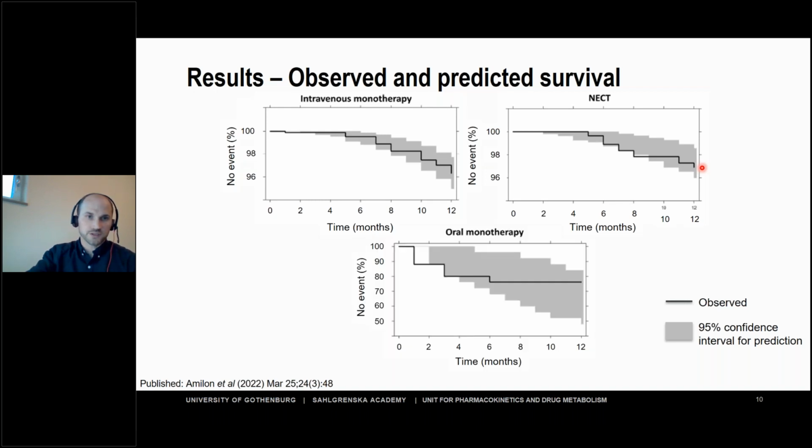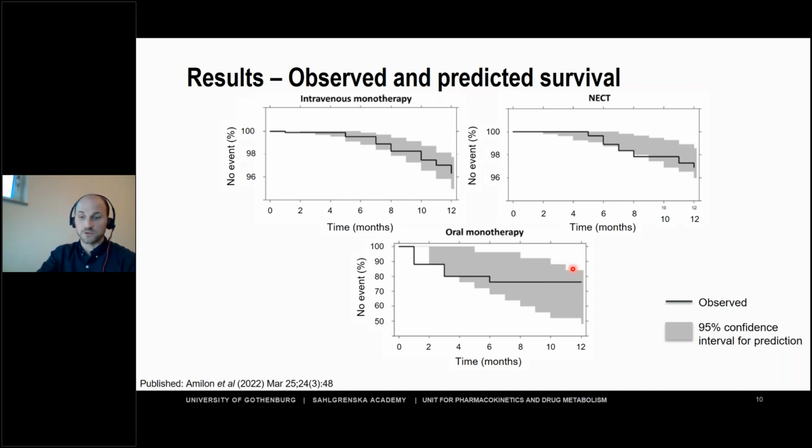In contrast, if we look at the data for the oral monotherapy, you can see from the observed Kaplan-Meier curve here that already after 6 months, around 20% of the population have experienced an event, so the treatment was not successful. And the model prediction is much wider, ranging from 48 up to 86% of event, mainly because the study population here is only 25 patients compared to the other studies where we have many more patients. But nevertheless, from these observations we could conclude that intravenous monotherapy and nifurtimox-eflornithine combination treatment are superior to oral monotherapy. And these are all racemic eflornithine, so the 50-50 mixture of the two.